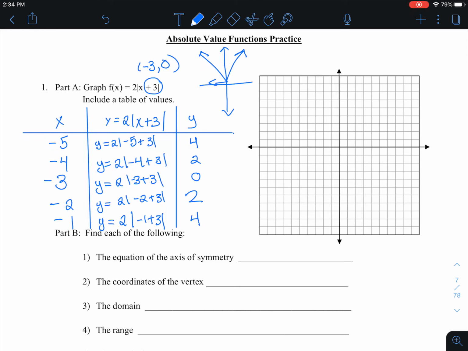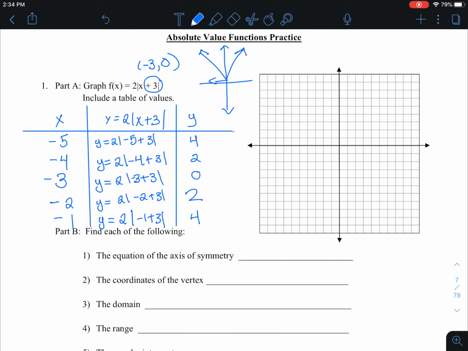So now I can use these points to graph. I know that my vertex is at negative 3, 0. Then negative 2, 2, and negative 1, 4. And then likewise on the other side. And we can graph this like so.